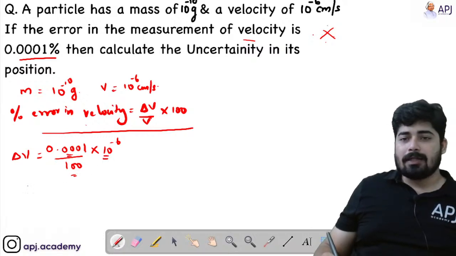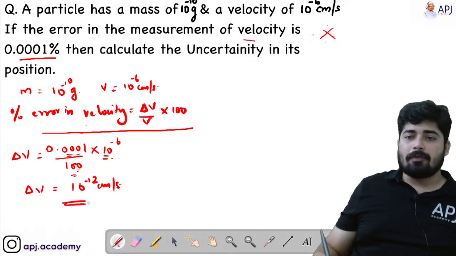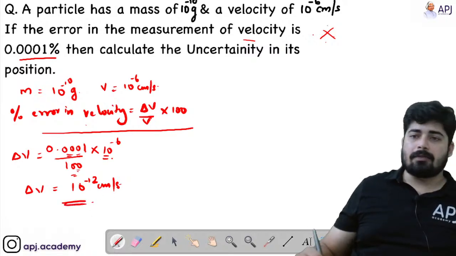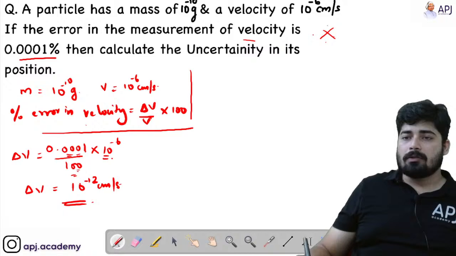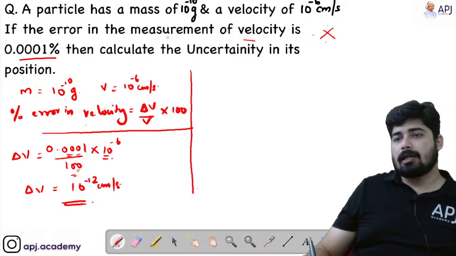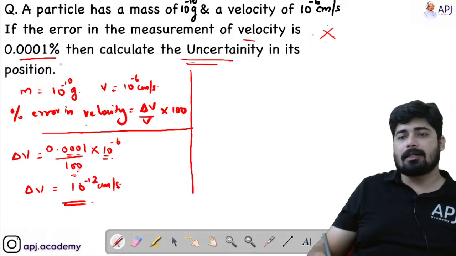So you get the value of delta V: this is 10 raised to minus 4, this is 10 raised to minus 6, this is 10 raised to 2. In total you will be getting 10 raised to minus 12 centimeter per second. That is the value of delta V. So we got the value of delta V. Now you have to find out delta x. Calculate the uncertainty in position.